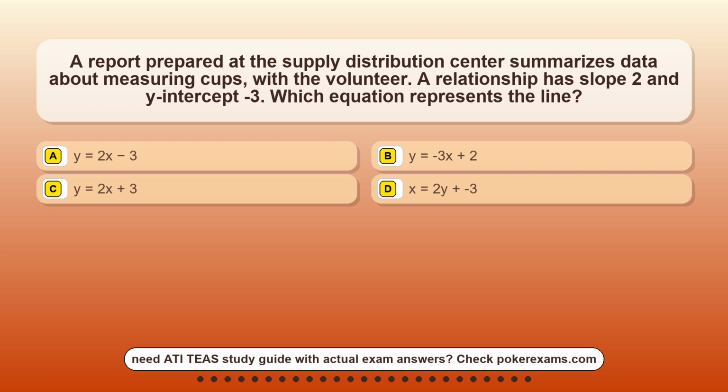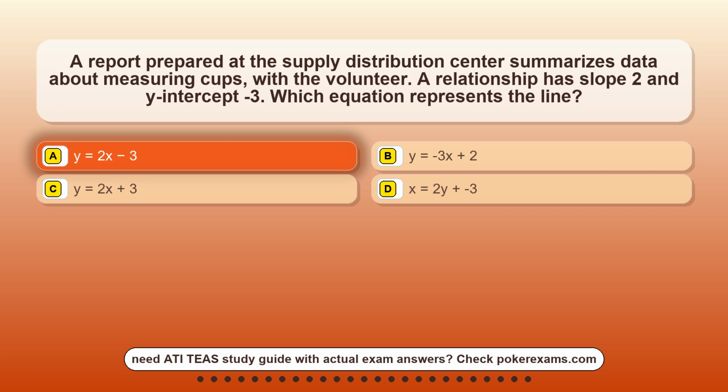A relationship has slope 2 and y-intercept minus 3. Which equation represents the line? Option A, y equals 2x minus 3. Option B, y equals minus 3x plus 2. Option C, y equals 2x plus 3. Option D, x equals 2y plus minus 3.